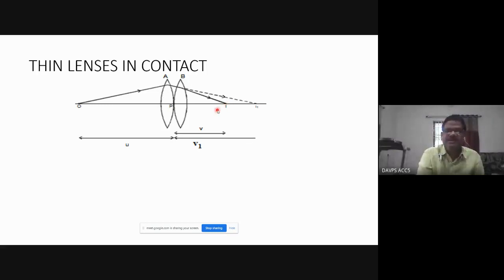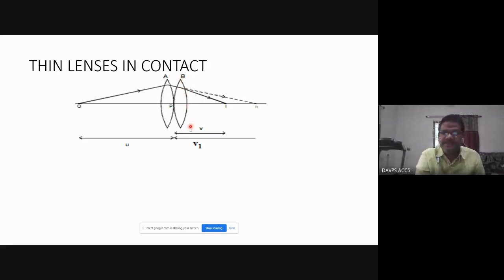The distance from this point to point P is to be considered as U, that is the object distance. If the lens B is not there, suppose you forget lens B, the ray after refraction through the lens A should be moving along this dotted line, and the image I1 should be formed if B is absent.